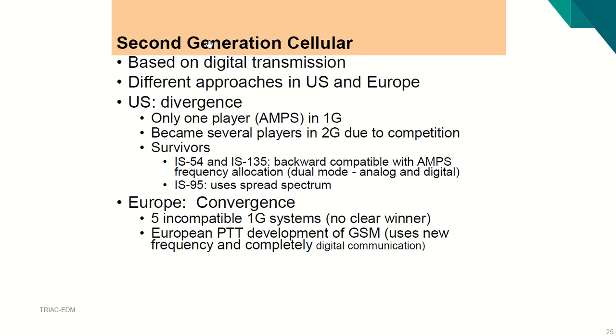And then the second generation cellular is based on digital transmission. It's kind of different approaches in the US and Europe. In the US, it's more diverged. Only one player in 1G becomes several players in 2G due to competition. And the survivors are IS-54 and IS-135, because they are backward compatible with AMPS.